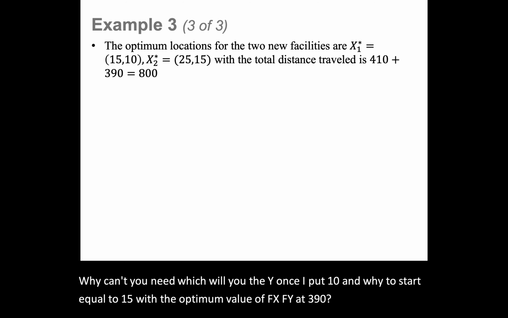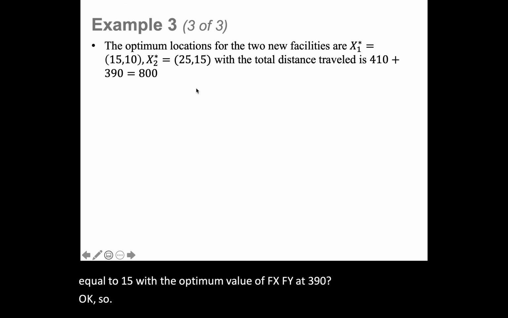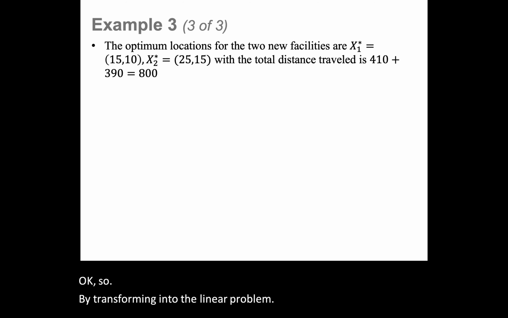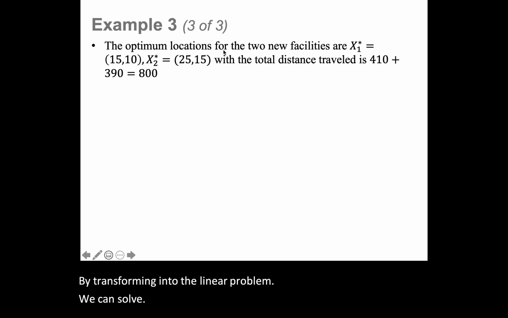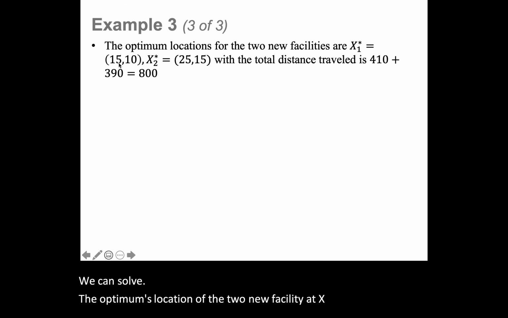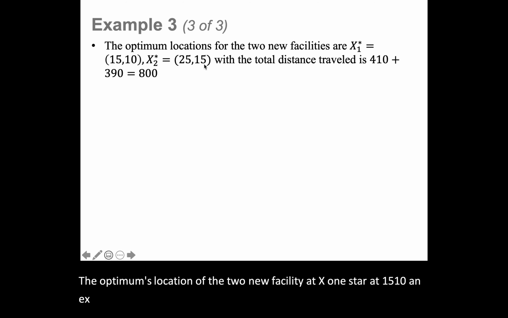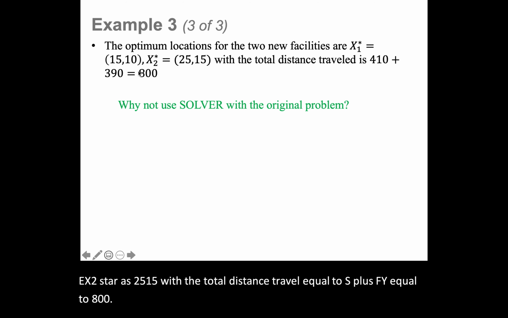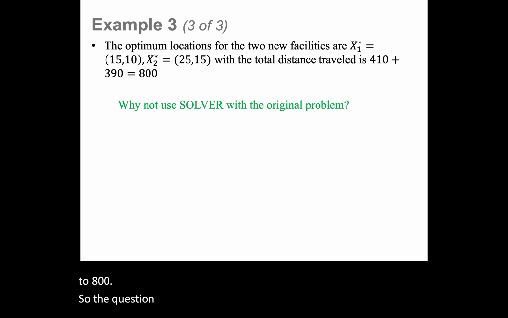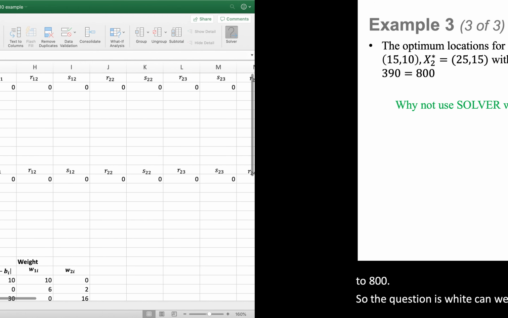Okay, so by transforming into the linear problem, we can solve the optimum location of the two new facilities at x1* at 1510 and x2* at 2515, with the total distance travel equal to fx plus fy equal to 800. So the question is, why can we not use solver with the original problem? Well, let's try it.